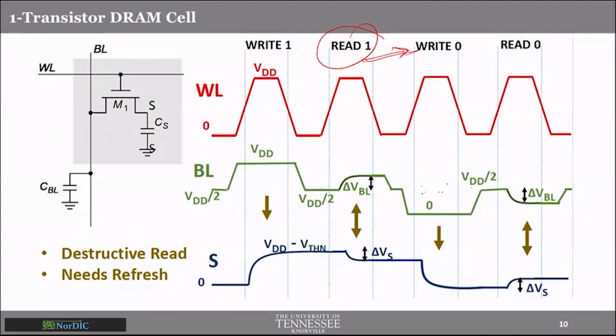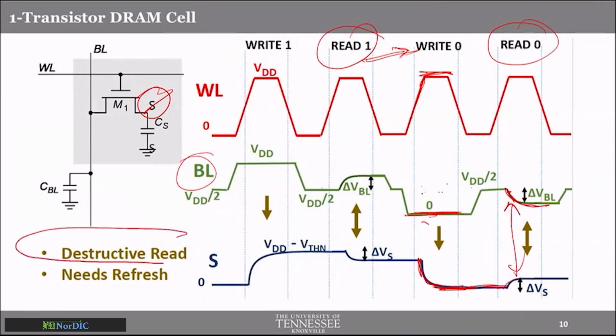And by the way, similarly, you can explore the write zero operation, where the bit line will be taken to 0, and you will see that the voltage at this node S will go to 0, because NMOS can pass a very good 0, right? That's what you see. And then when you read 0, again the same scenario, again exactly the same voltage sharing, charge sharing between the bit line and the capacitor. So you have destructive read.